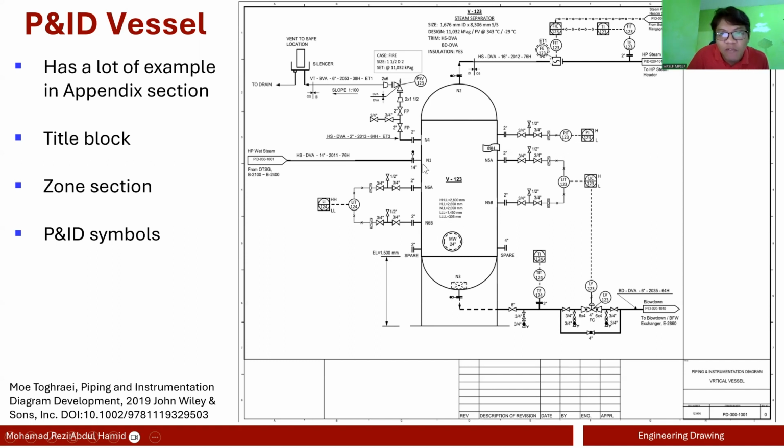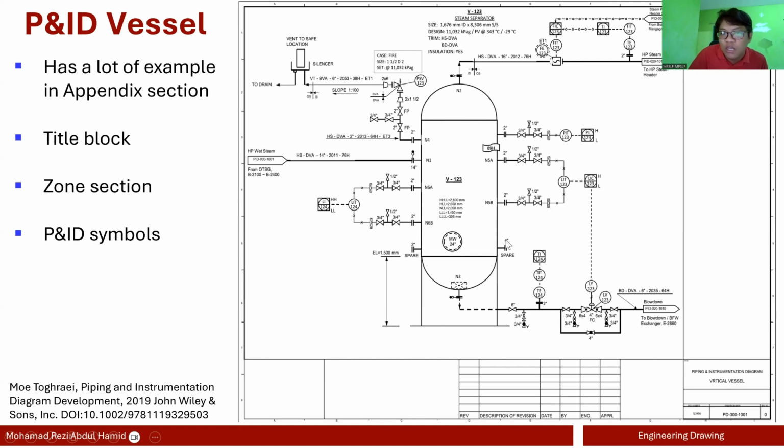In here you have N1. I'm assuming these are nozzle numbers: nozzle number 1, 2, 3, 4, 5A, 5B. The reason for 5A and 5B is that these are for level control. This and this are sort of connected. I'm not saying connected in the sense that they share a hole, but they are being used together for control. So nozzle 5A, nozzle 5B.